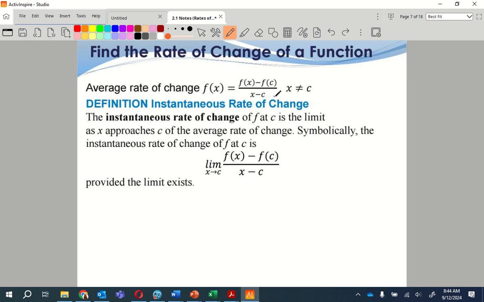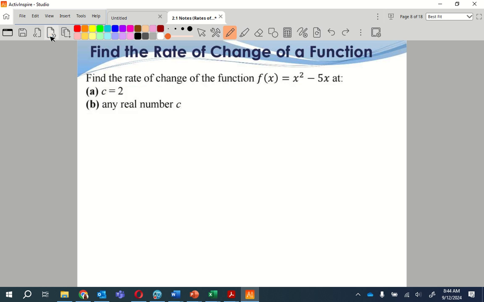So, make sense or no? X is not equal to c for average. X is equal to c for instantaneous. Make sense? Okay. Find the rate of change of the function here at c equals 2 and any real number c.